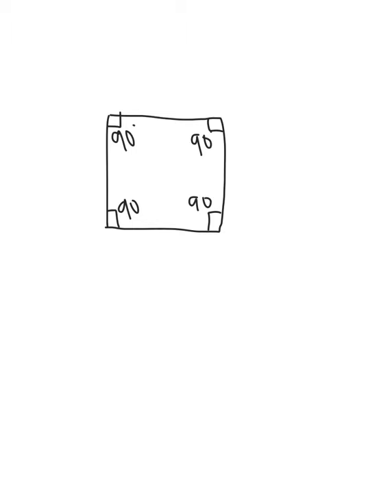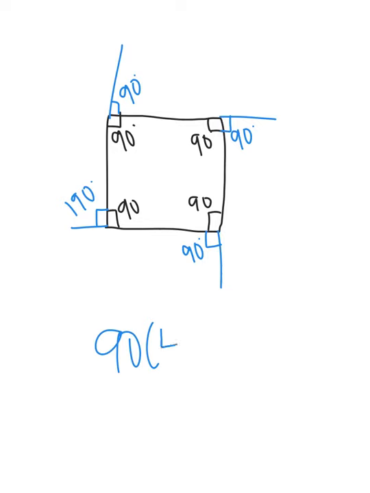And then if I wanted to start at each vertex and extend out the side, I could find the exterior angle. Well, since I have a linear pair at each exterior angle, I know that that exterior angle would also have to be 90 degrees as well, because they both add up to 180 degrees since they create a straight line. Alright, so now I have 4 exterior angles, and they're each 90 degrees. So if I multiply 90 times 4, I would get 360 again.